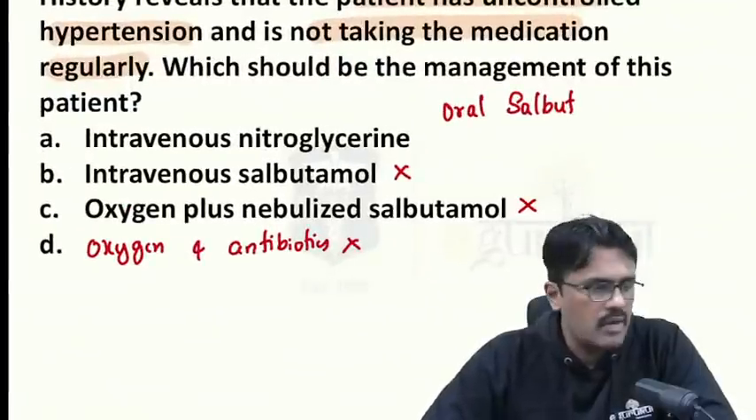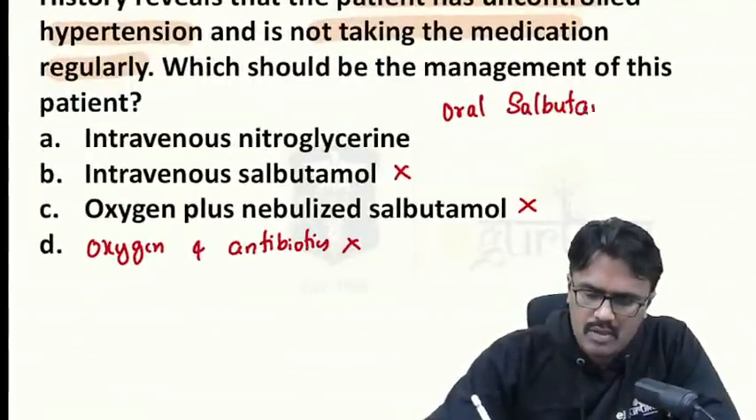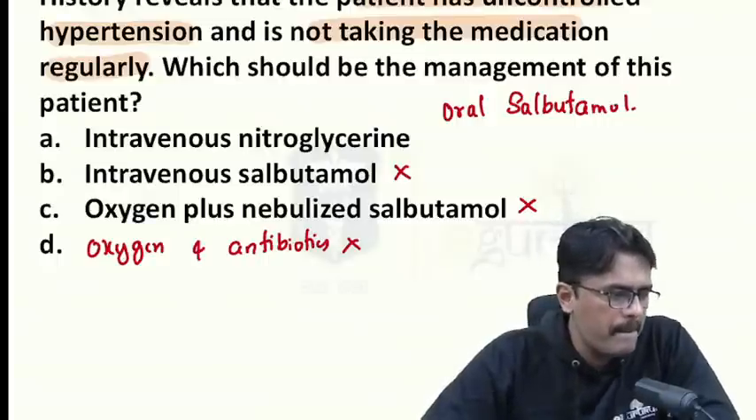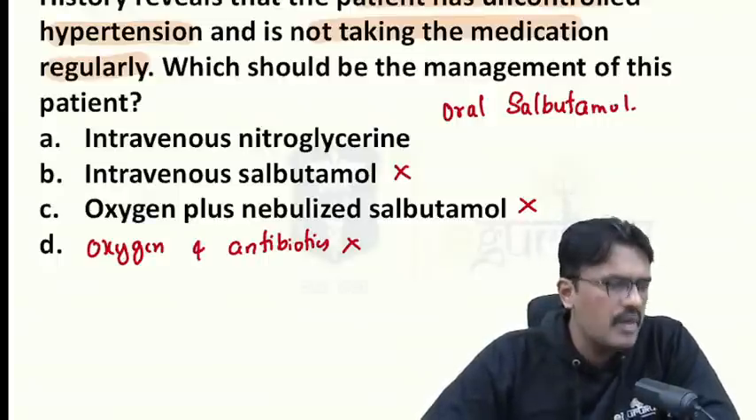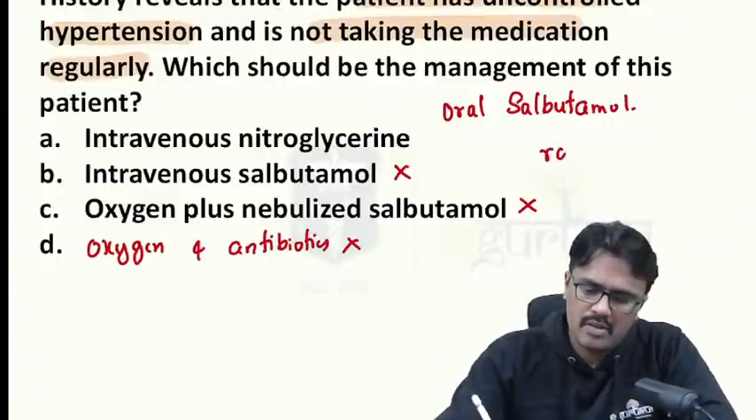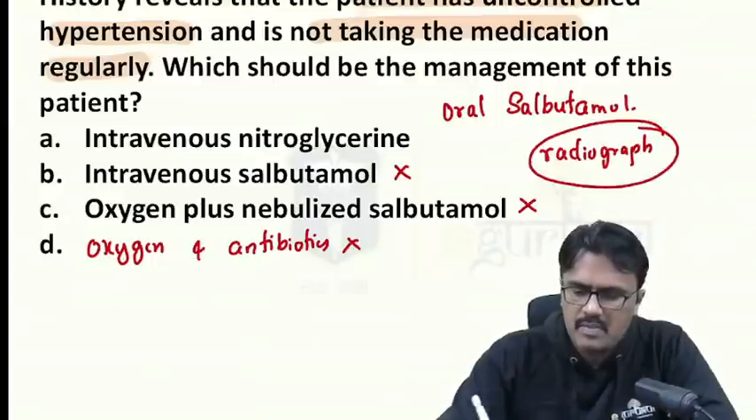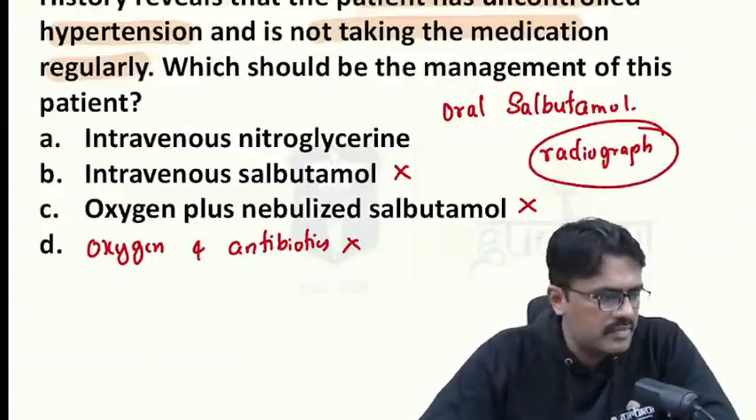So that will not help us, even oral salbutamol. Lamotrigine was there in one of the options. Okay. So there was a radiograph for this. A radiograph. So bat wing appearance, pulmonary edema. So we will come to that.